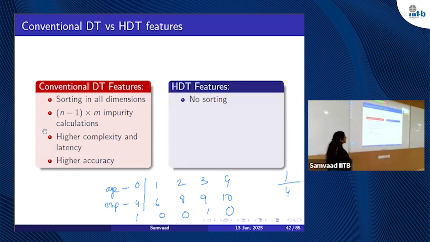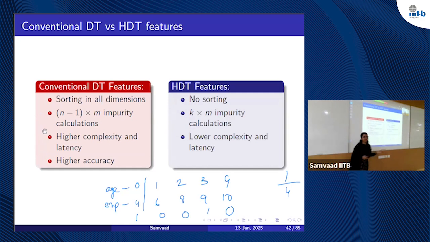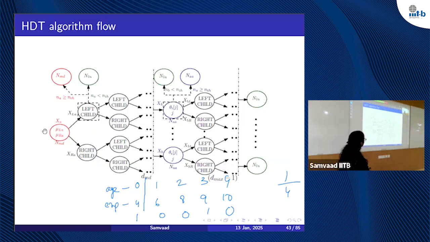So in my case, there was no sorting. Impurity calculations were K cross M, where K is my number of candidate theta values, and M is my features, which resulted in lower complexity, and so latency was also low, but accuracy increased as compared to the previous one. Still, it was slightly low as compared to the conventional DTs. So this is how the algorithm worked.